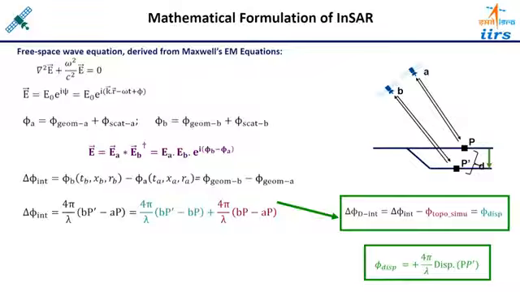And this deformation phase you can calculate like 4 pi upon lambda, like phase difference equal to 4 pi upon lambda into path difference, and that path difference is nothing but this PP prime, or you can say displacement from P to P prime.